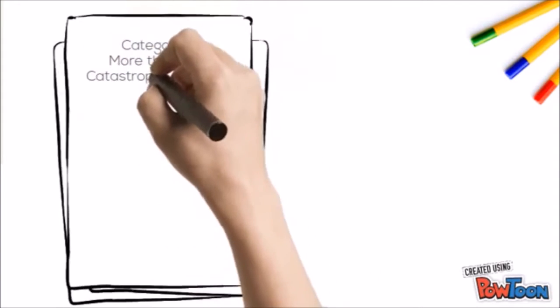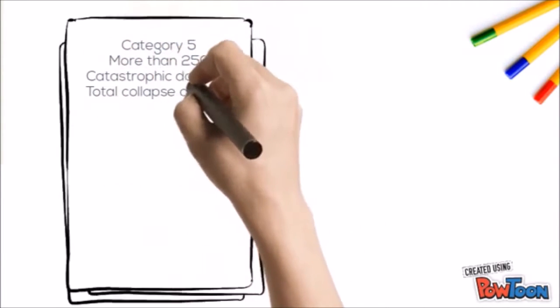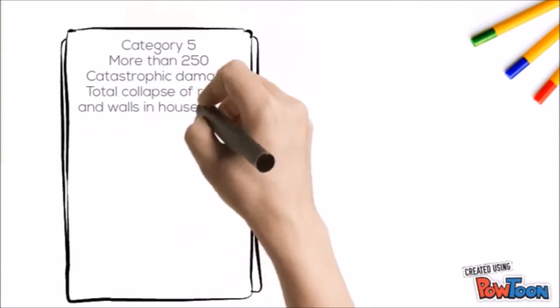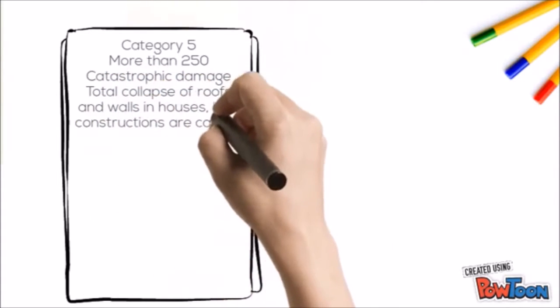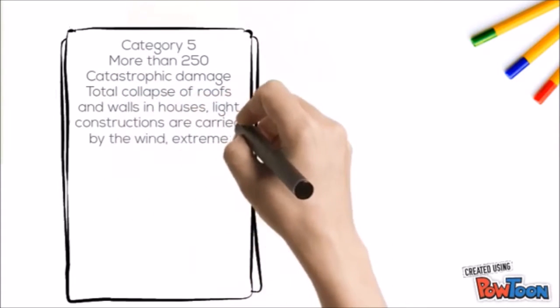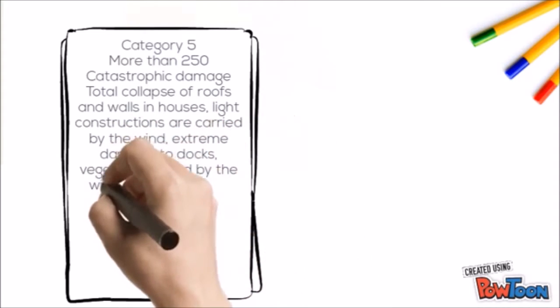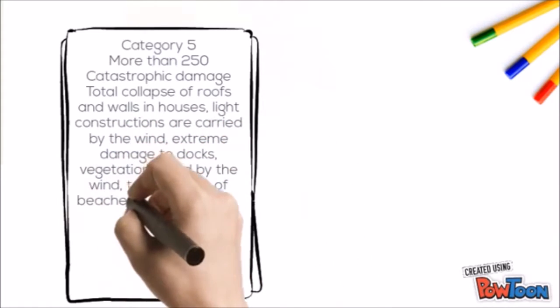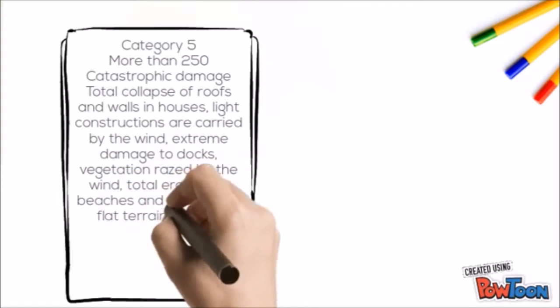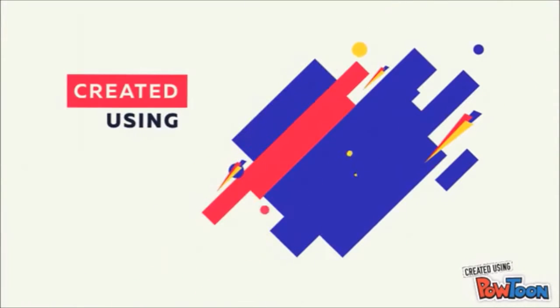Category 5, more than 250 kilometers per hour. Catastrophic damage, total collapse of roofs and walls in houses. Light constructions are carried by the wind, extreme damage to docks, vegetation raised by wind, total erosion of beaches, and flooding.